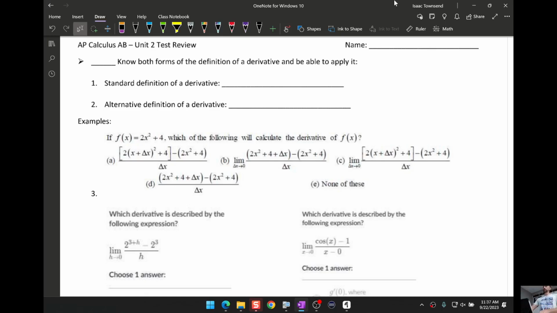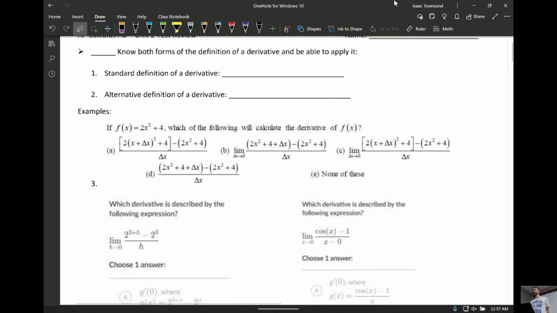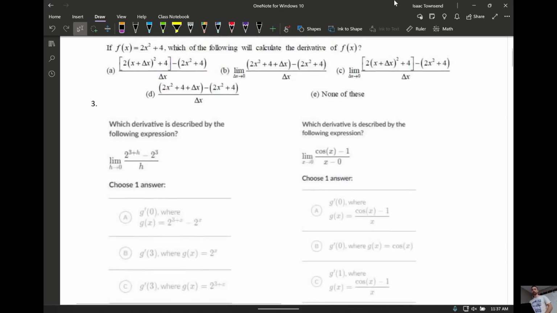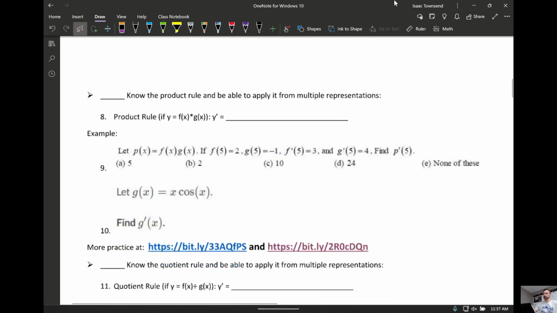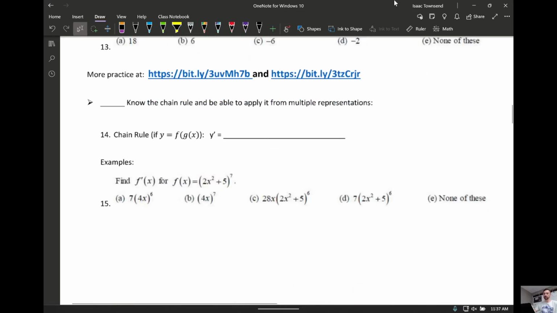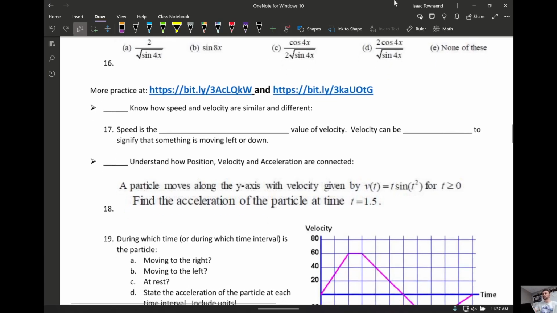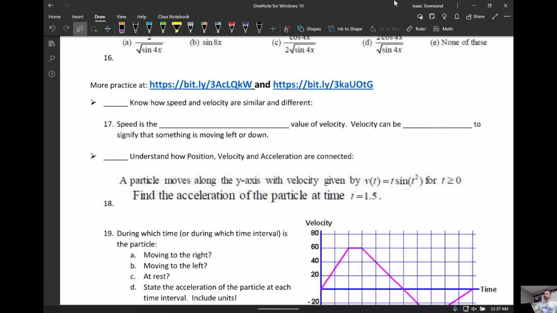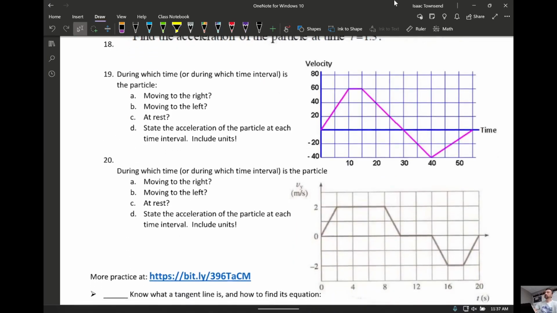Okay, so from your test review, again, it's spaced out quite a bit, which is why it's so many pages, but we need to know the standard and alternate form of the definition of a derivative so we could work questions like 3, 4, 5. You certainly need to know the power rule, the product rule, the quotient rule. We need to consider chain rule every time we take a derivative. We need to know how speed and velocity are the same and different. We need to be able to read graphs like these to determine when something's going left, right, at rest, and something about the acceleration.